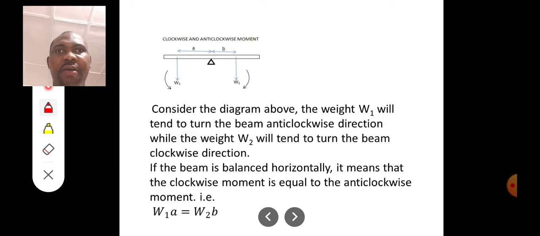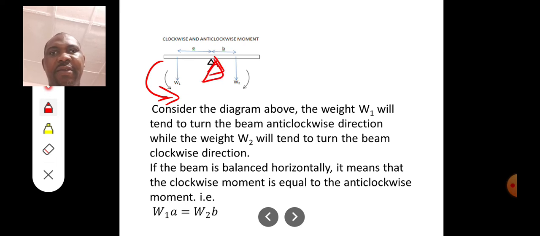Now here we look at clockwise and anti-clockwise moments. So consider the diagram above. The weight W1 will tend to turn the beam anti-clockwise. You can see the weight here, W1, tends to turn the beam anti-clockwise. Look at the pivot. The weight is always moving in the direction of the pivot. Pivot can also be called knife edge. Okay, so W2 will tend to turn in the clockwise direction.